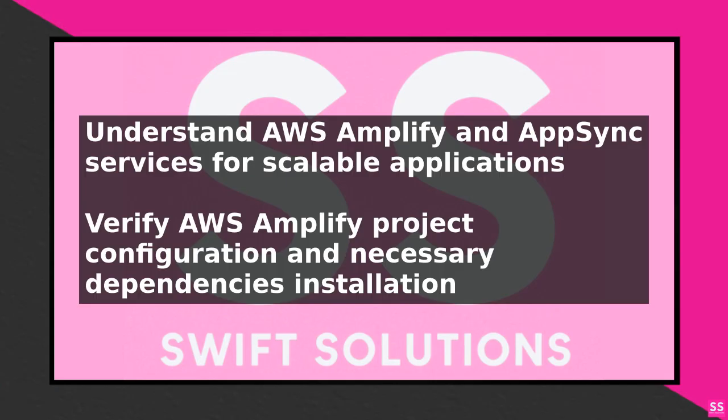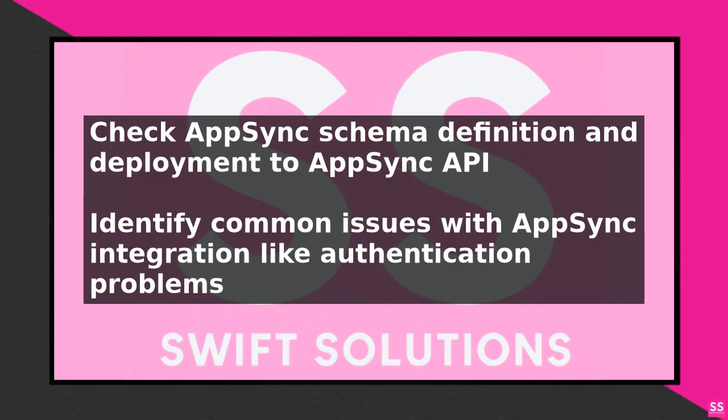GraphQL. First, verify that your AWS Amplify project is properly configured and that you have installed the necessary dependencies, including the AWS Amplify CLI and the AppSync SDK. Next, check that your AppSync schema is correctly defined and deployed to your AppSync API. Common issues with AppSync integration include authentication and authorization problems, schema definition errors, and data source configuration issues.